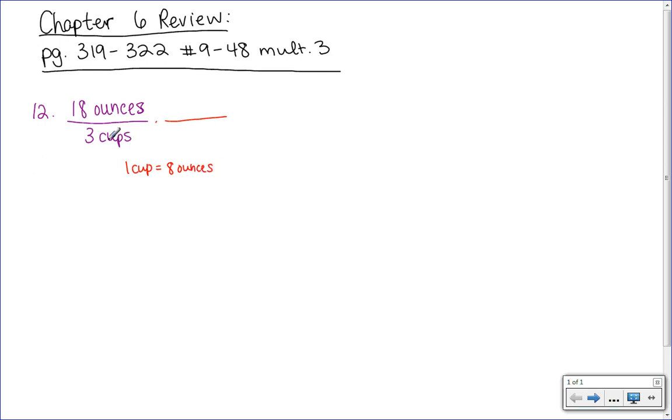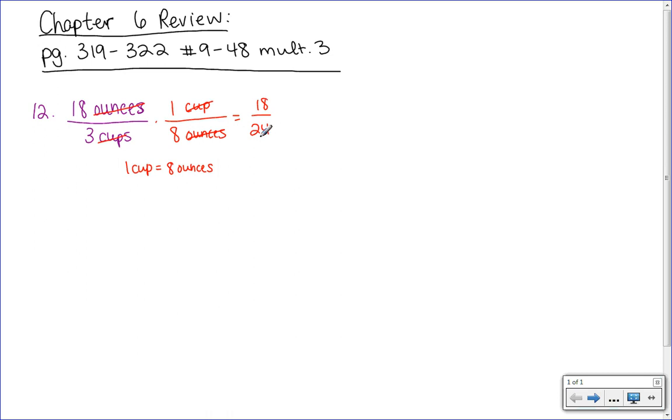So if I want to cancel out the cups in the denominator, I will put 1 cup in the numerator and 8 ounces in the denominator. And notice what happens here is exactly what we want. The cups and the cups cancel, and the ounces cancel, and we're left with a ratio that just has numbers. That's what we want, because if we had the same units, we'd have units on the top that are the same as units on the bottom. So now if we just multiply straight across, 18 times 1 is 18, and 3 times 8 is 24. So our ratio is 18 to 24.